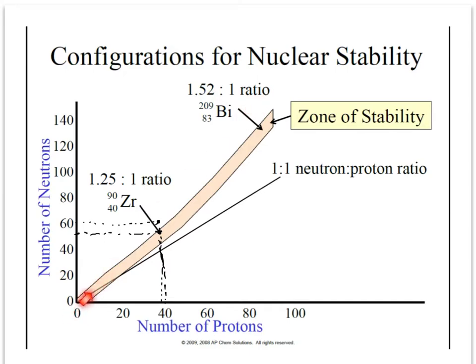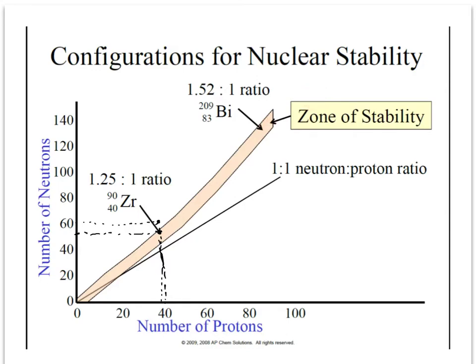So at first, for these really, really low elements, we can see the 1-to-1 ratio is all it needs. So just one proton for every one neutron in order to be stable. But once we get to about element 20, now it's going to need about 1.25 to 1. And once we get up to around element 70, we start needing 1.5 for every one. So as you get more and more protons, they need more and more neutrons to help bind it all together.